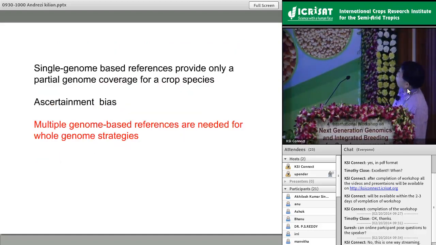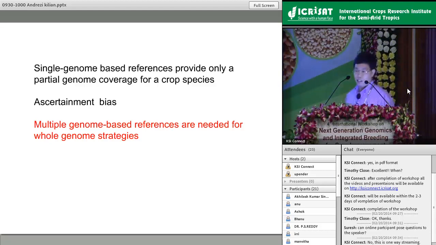So a single genome-based reference provides only a partial genome coverage for a crop species. So we can say we call this a reference bias. So we need multiple genome-based references for the whole genome strategy.